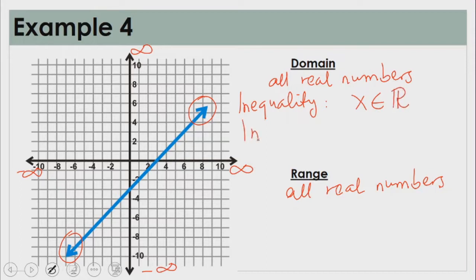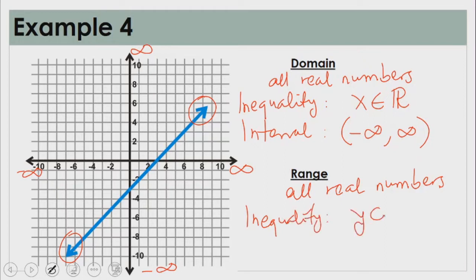As interval notation, we are going to have -infinity to +infinity, and you are going to have parentheses on both sides because infinity is always open. This is the same thing for the range too. The inequality is going to be y is an element of all real numbers, and then interval notation will also be -infinity to +infinity.